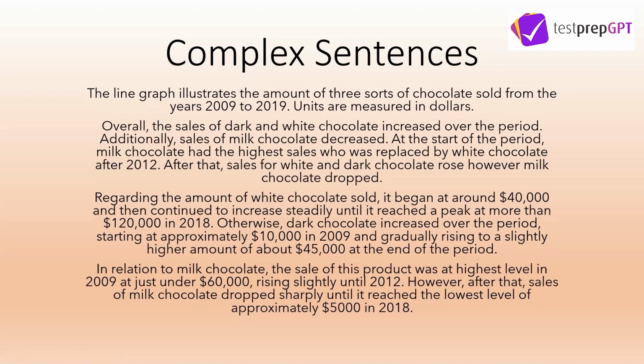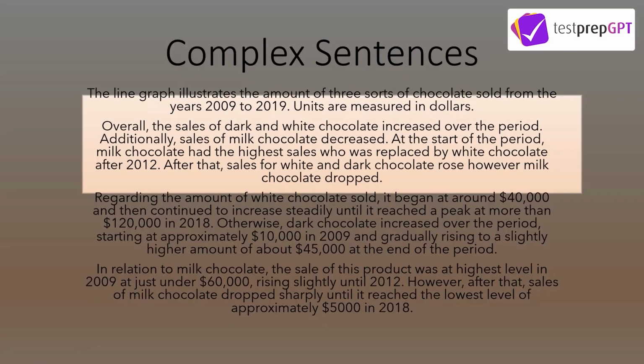It's a line graph writing task 1. The line graph illustrates the amount of 3 sorts of chocolate sold from the years 2009 to 2019. Units are measured in dollars. Now look at the highlighted portion below and try to find the mistake.